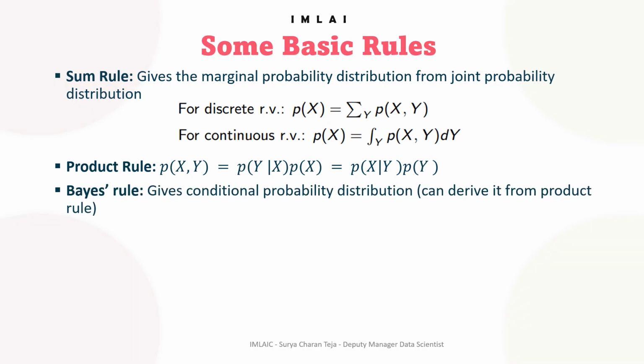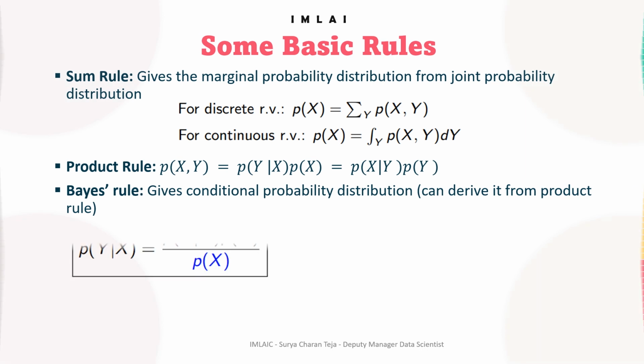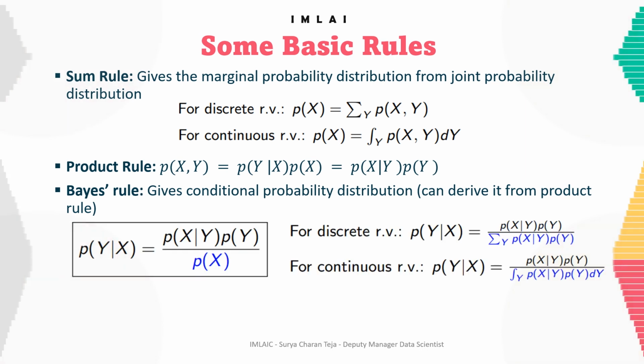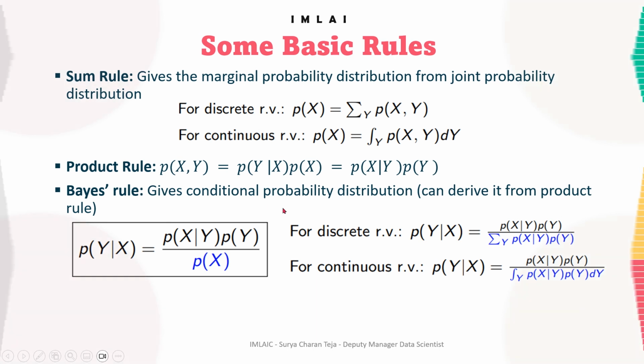Now it's time for Bayes rule for random variables. Bayes rule is used to compute the conditional probability of an event given the occurrence of another event. For two discrete random variables x and y, Bayes rule can be expressed this way. Bayes rule gives a conditional probability distribution and you can derive it from the product rule.